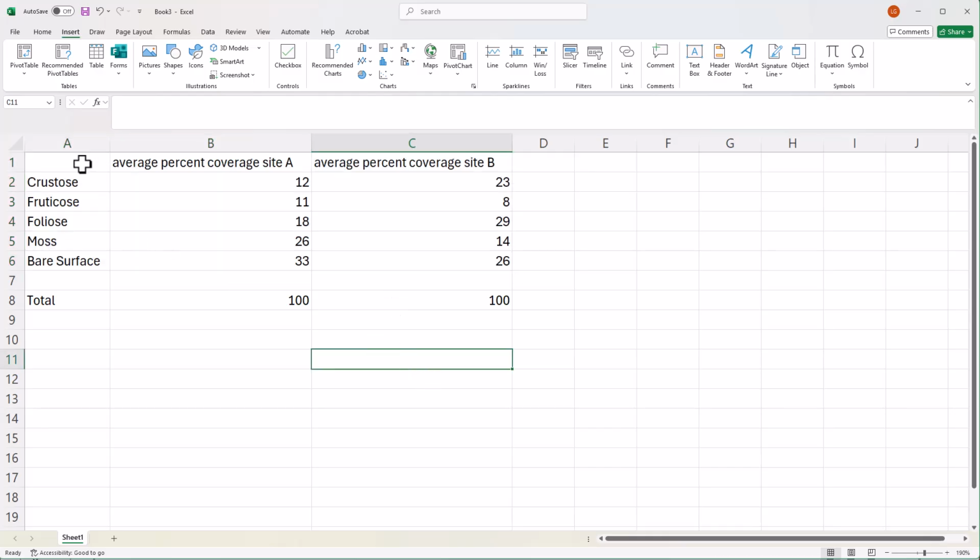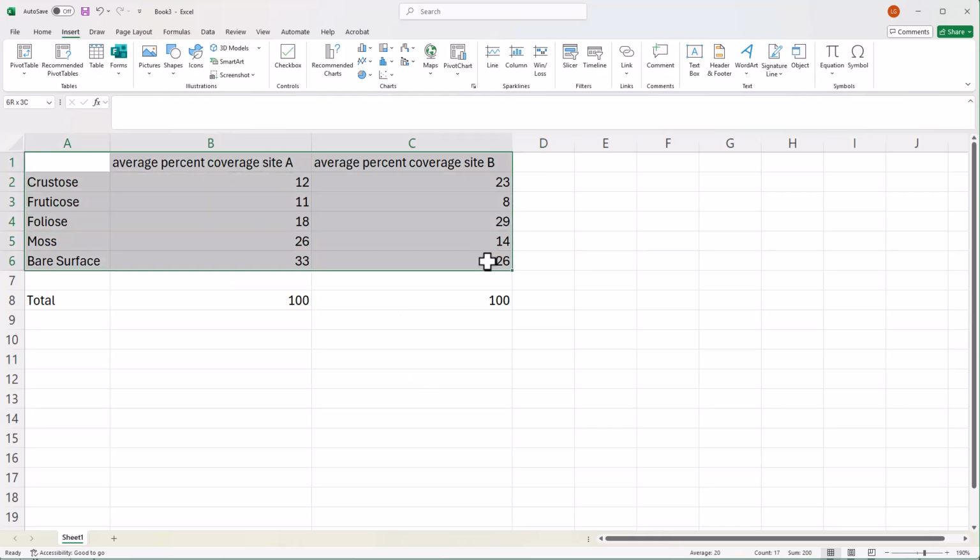To make our graph, I'm just going to highlight all of my data here. I just have a total down here of 100 to show you that because these are percent coverages, this really needs to add up to 100. You had one of these 5 things in each of those quadrants. So that was just to verify that yes, my numbers look good.